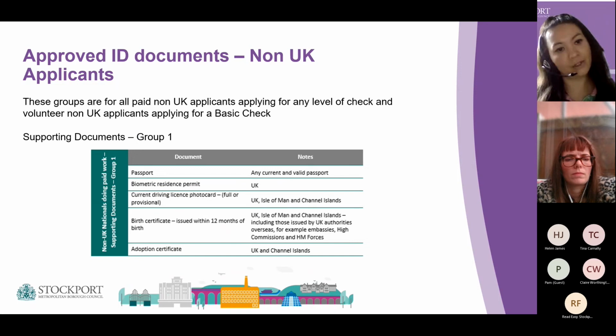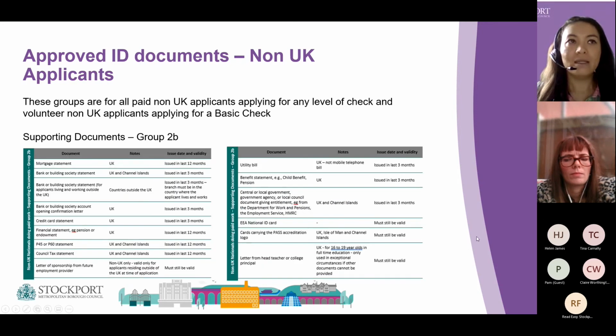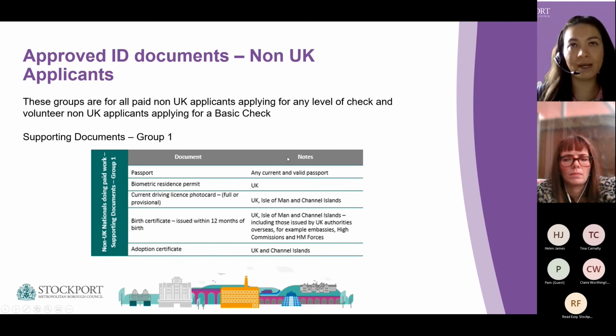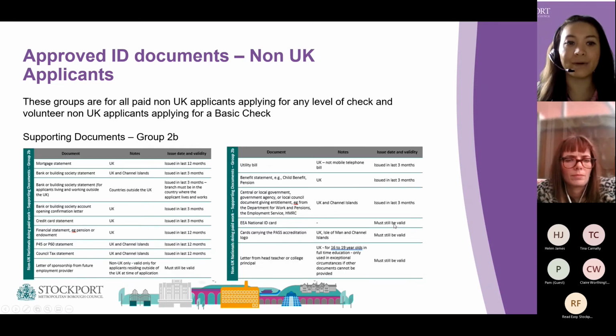The supporting documents, as I mentioned, are the same documents as for a UK applicant. So they're split up into group 1, group 2A and group 2B again, noting again where that document needs to come from and the date. With group 1, if they've not given a passport as part of the primary document, they can supply their passport from the country that they have come from as their group 1 document. But again, they need to give a document with a date of birth and their current address on it.